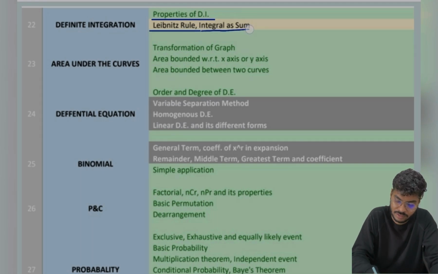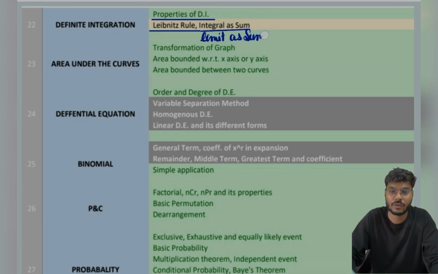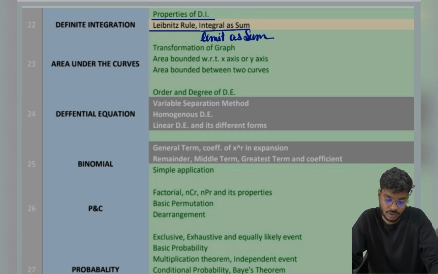Integral as a sum, or we can say limit as a sum. This was deleted from the syllabus of 2025, so no need to give too much weightage to the Leibniz theorem and limit as a sum. The next one is nothing but the area under the curve.